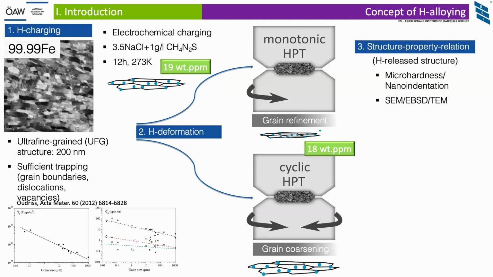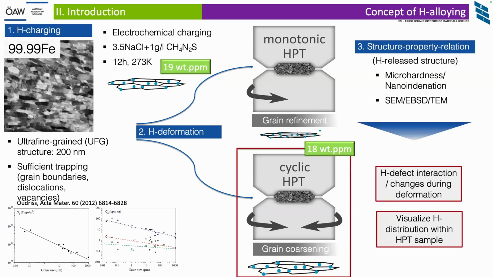We assess the effect of hydrogen on the structural changes in a very simple manner. We are just checking the changes in the microstructure by SEM, EBSD, TEM, and correlate them to the mechanical changes by measuring microhardness or doing nanoindentation if we have to deal with localization effects. So I would like to talk today about the experiments that we do on cyclic HPT.